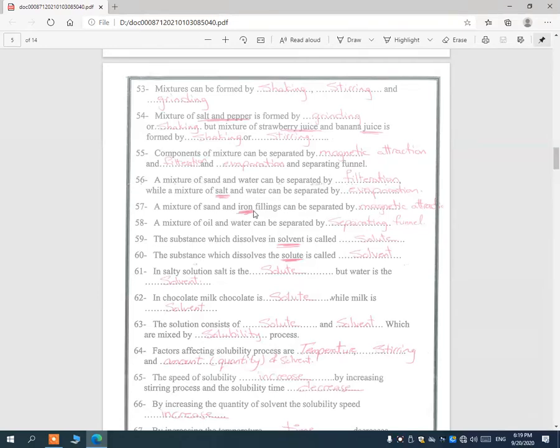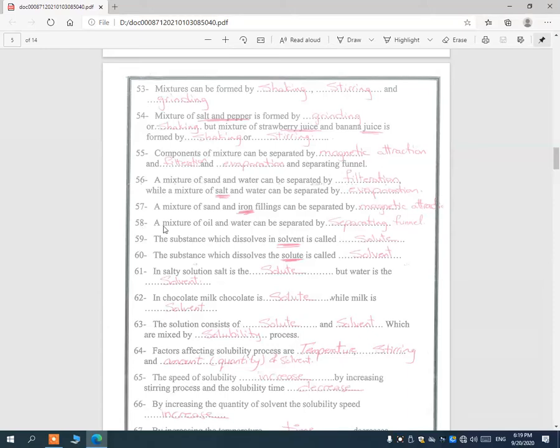57. A mixture of sand and iron filings can be separated by dots. When you see anything which is iron or steel or paper clips, anything which is magnetic material, you have to put magnetic attraction.